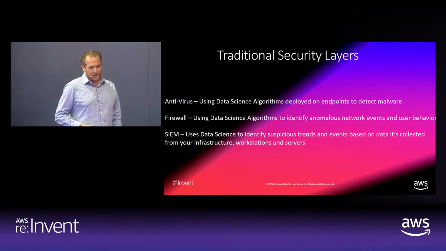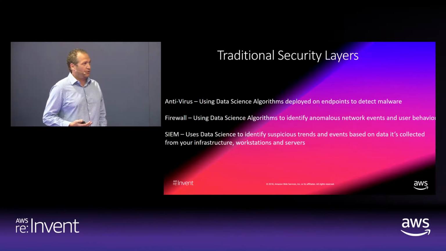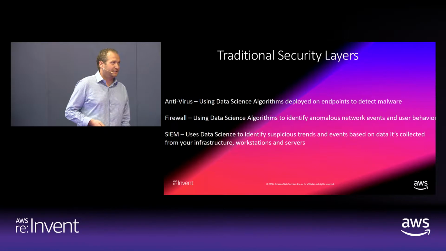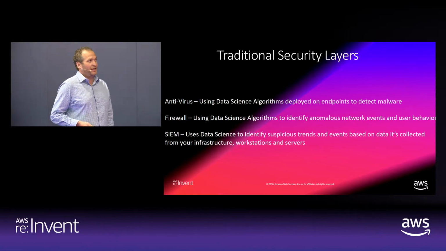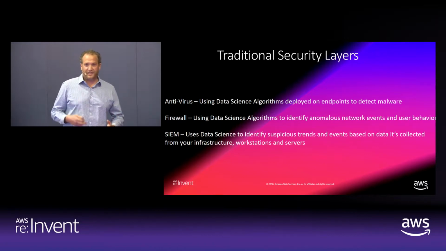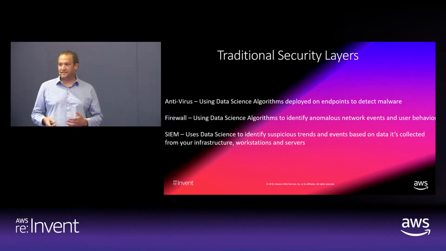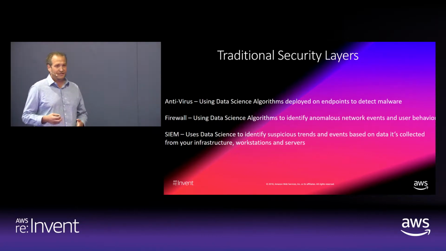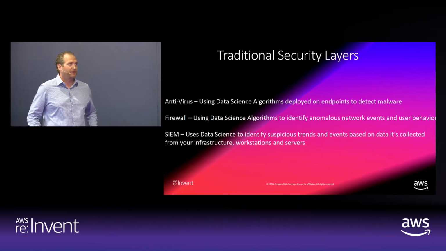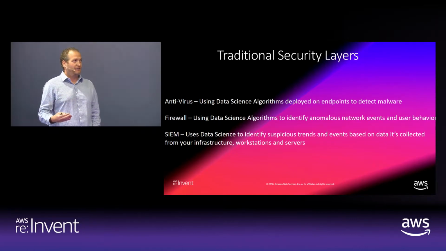So the traditional security layers. Antivirus is basically where we're using data science today at Cylance, using algorithms deployed on endpoints to detect malware. When we train our data sets, that spits out an algorithm that sits on the endpoint, and we're able to detect malware in a short 100-millisecond time frame. So it's all static pre-execution. We don't need to let the file run to know it's bad.